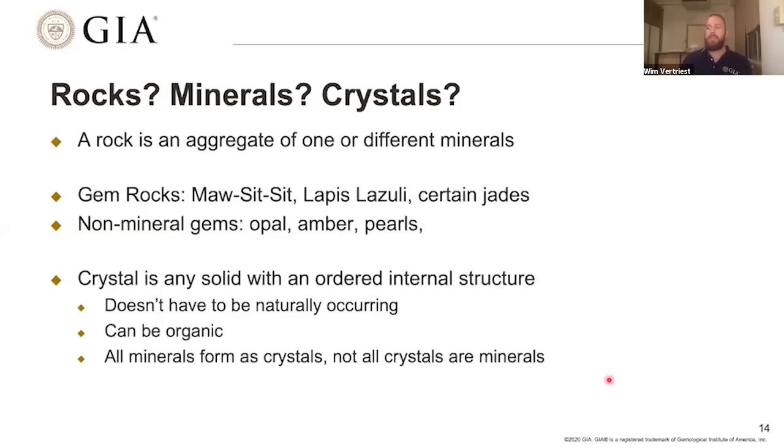Now, what really are rocks, minerals, crystals? How do these things relate to each other? A rock is basically an aggregate of one or different minerals. If you form different minerals together, they form a rock. Sometimes it's only one mineral, and we can still consider it a rock. Now, some gems are rocks.